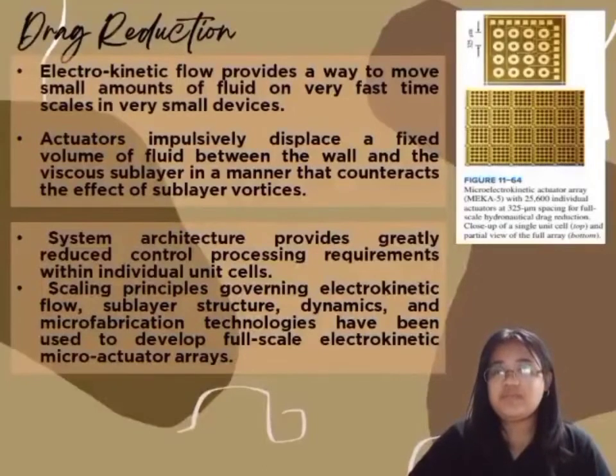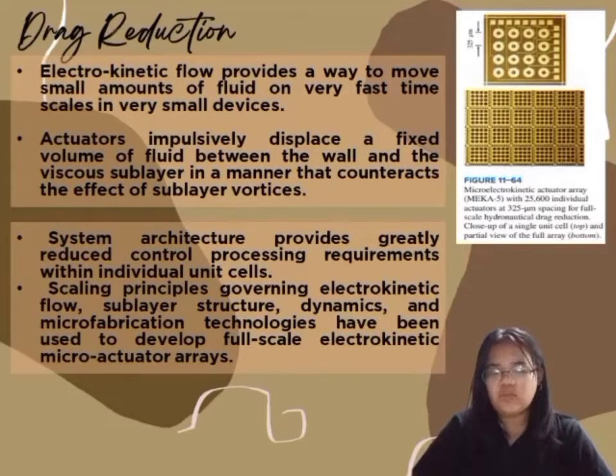So this picture in the presentation shows the microelectrokinetic actuator array, or MECA5, with 25,600 individual actuators at 325 micron spacing for full-scale hydronautical drag reduction, with a close-up of a single unit cell at the top, and a partial view of the full array at the bottom. It is an example of one type of such microscale actuator array based on electrokinetic principles that is potentially suitable for active sublayer control on real vehicles.